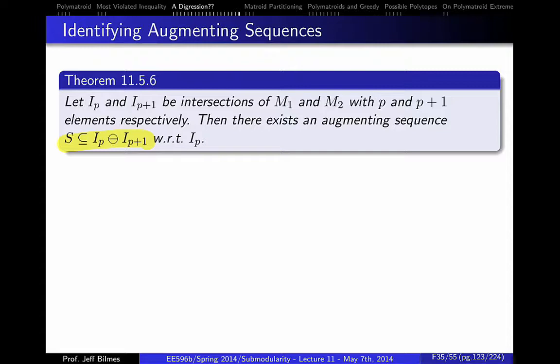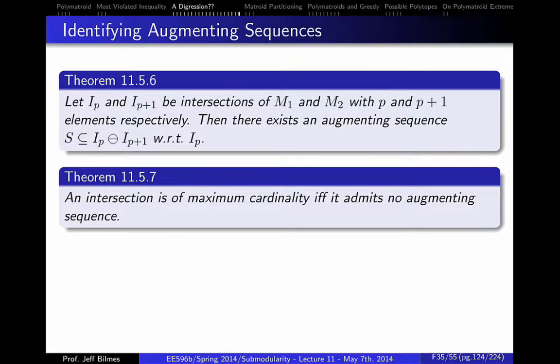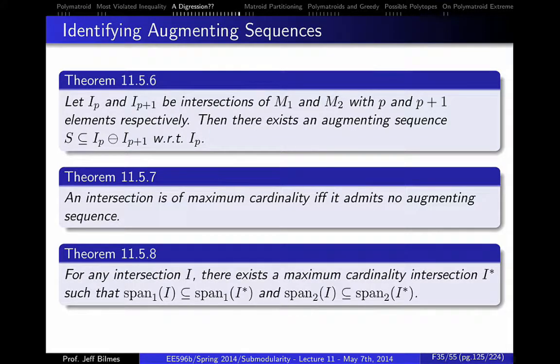So in other words, it means that any two jointly independent sets of the two matroids that differ by size 2 means that in the border graph there is a source sink path that will move us from one to the other. It might involve a lot of zigzagging back and forth, since the only thing we're asking for is size difference. But it exists. And then the crucial theorem is that an intersection is of maximum cardinality if there are no augmenting sequences, or alternatively, if there are no source sink paths in the border graph.